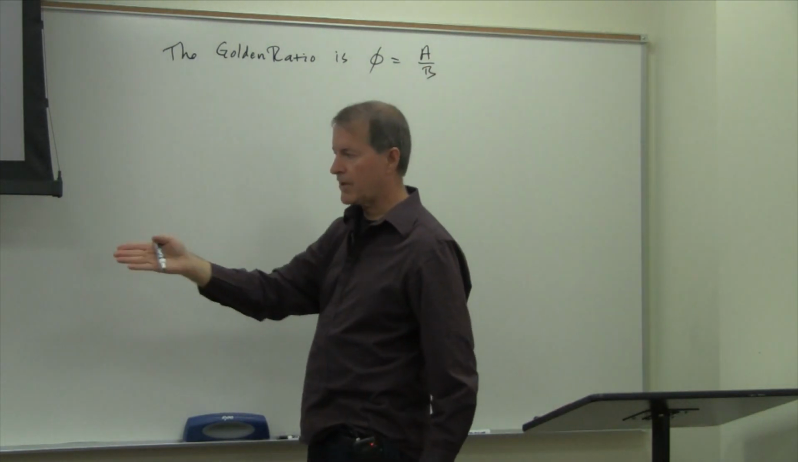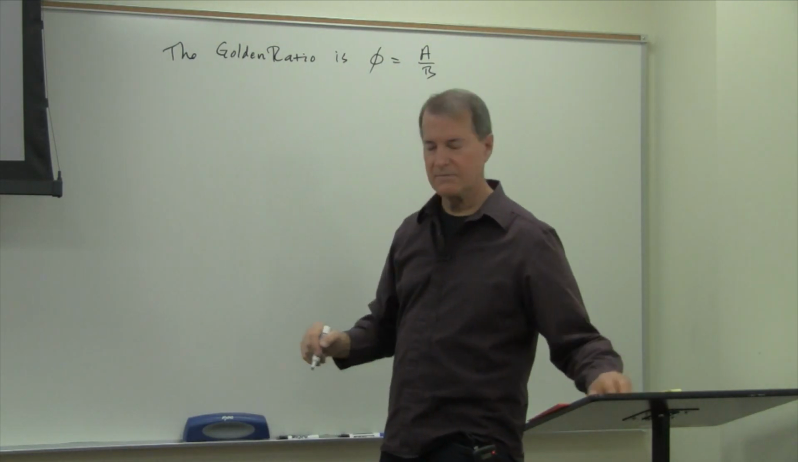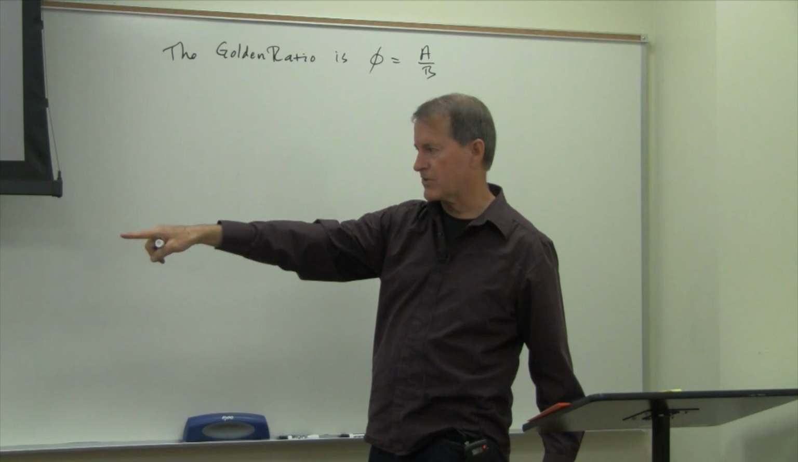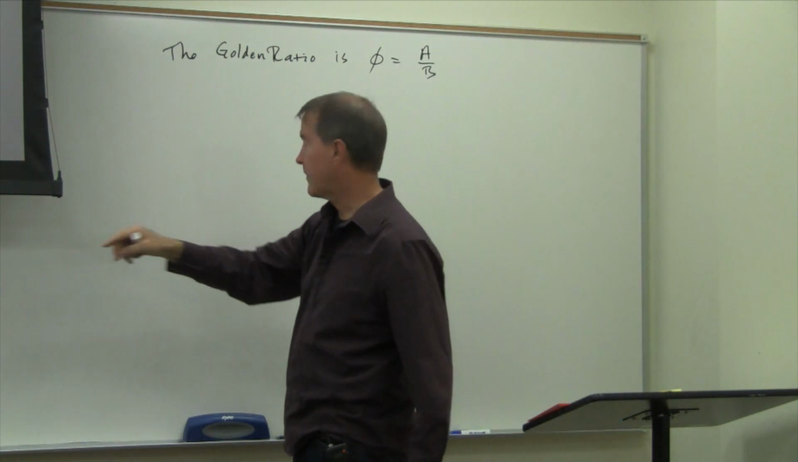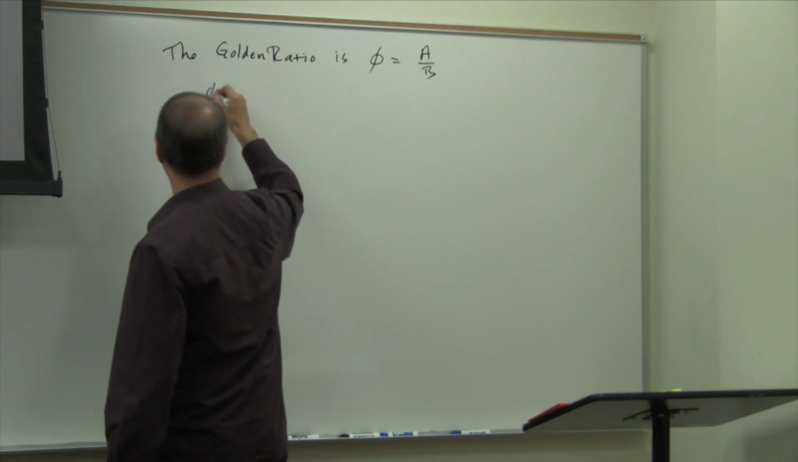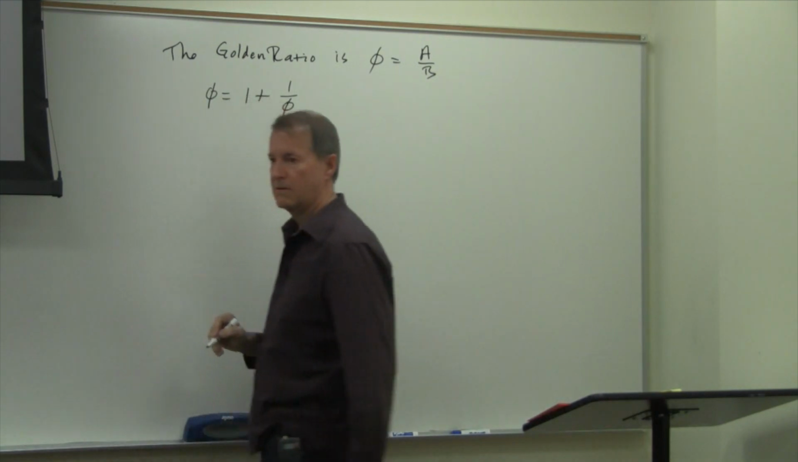So now in terms of phi, what is that equation? Instead of A over B, we have 1 plus 1 over phi. And what equals 1 plus 1 over phi? Phi. Okay, so we have phi equals 1 plus 1 over phi. Are you with me?